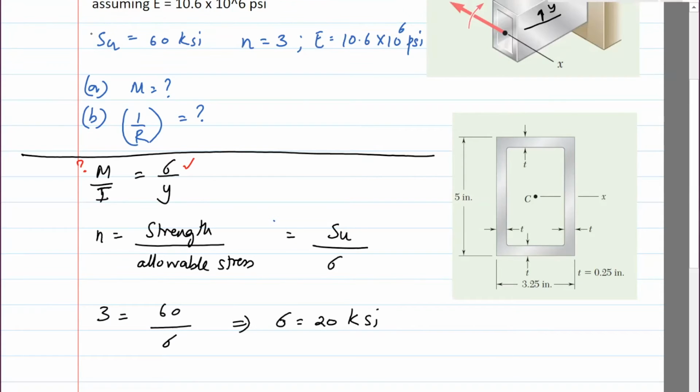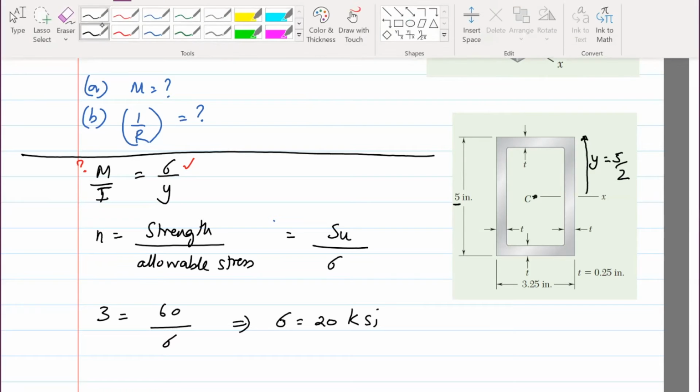Next is y. So y is the distance from the neutral axis or the central axis. Now, in this case, it's very easy to see that the centroid is pretty much the center of the annular region, so we don't have to do any calculation. As I said, the maximum stress will occur where y is maximum, so clearly it's going to be at the topmost surface. So y would be 5 divided by 2. Okay, so the second part is taken care of.